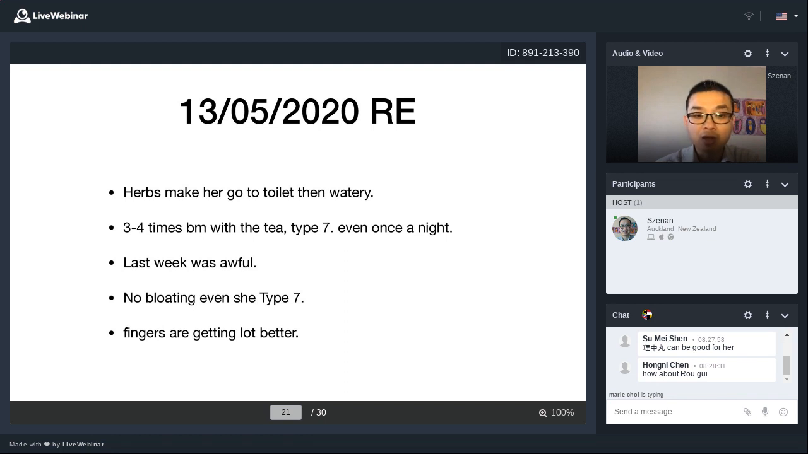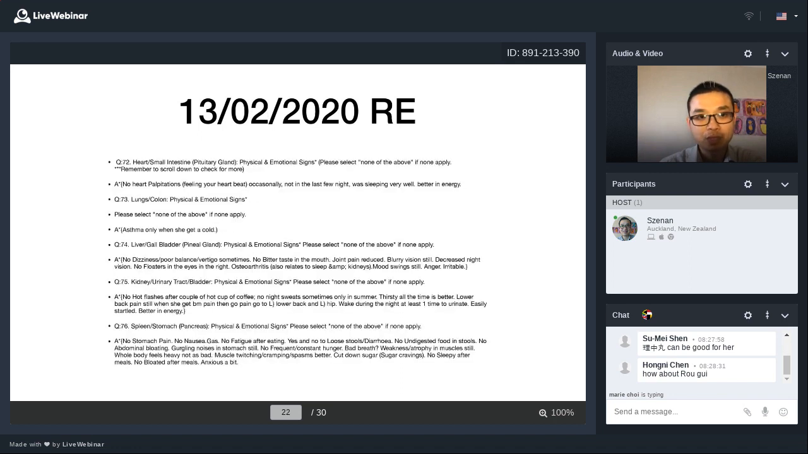Fingers are getting a lot better. So the joint pain's a lot better. So we know, even though she's back to type 7, 3 to 4 times bowel motion with the tea, that's what she said with the tea, and once at night time, she didn't get bloating. And the fingers didn't get worse, they are getting better. So this is the re-exam. I asked all the questions again.